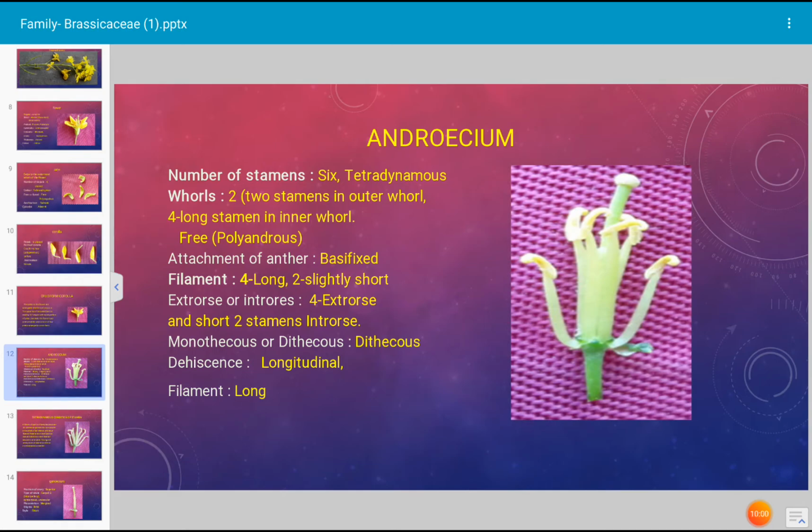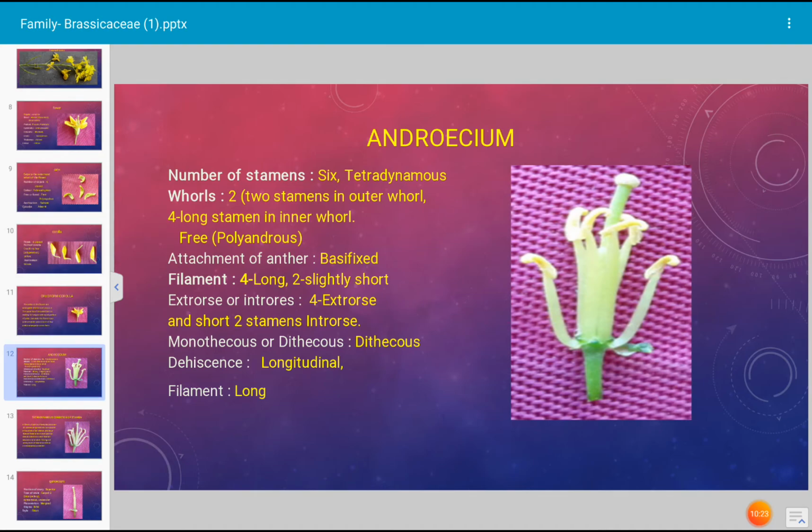Extrorse anther means the face of the anther is diverted towards the peripheral region of the flower. And introrse means the inner two stamens have their face towards the central region of the flower. That is introrse anther. The anther is two-celled, that is diathecous anther.